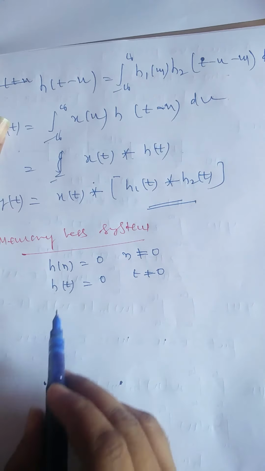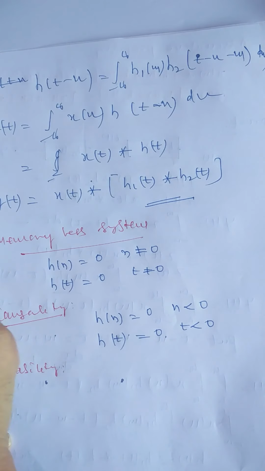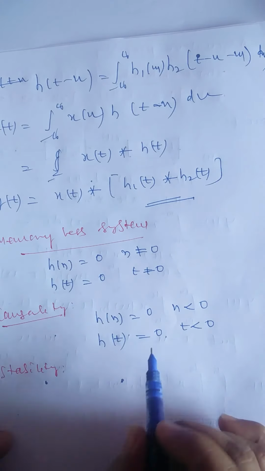Similarly, we can talk about the stability part of the system. A system is said to be stable if a bounded input results in a bounded output. Suppose you take y of n equal to x of n linearly convolved with h of n. Then y of n is equal to, you know this formula, the convolution sum formula, summation of k from minus infinity to plus infinity x of k into h of n minus k.